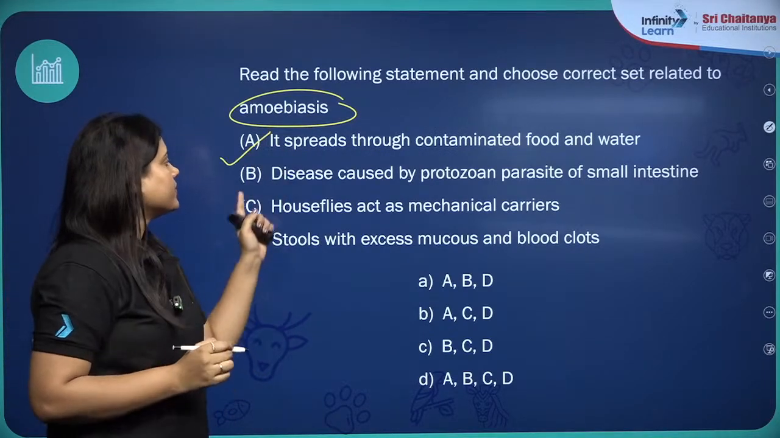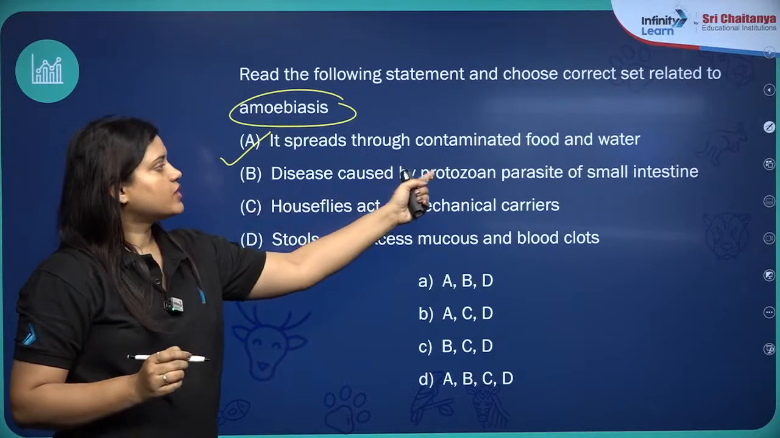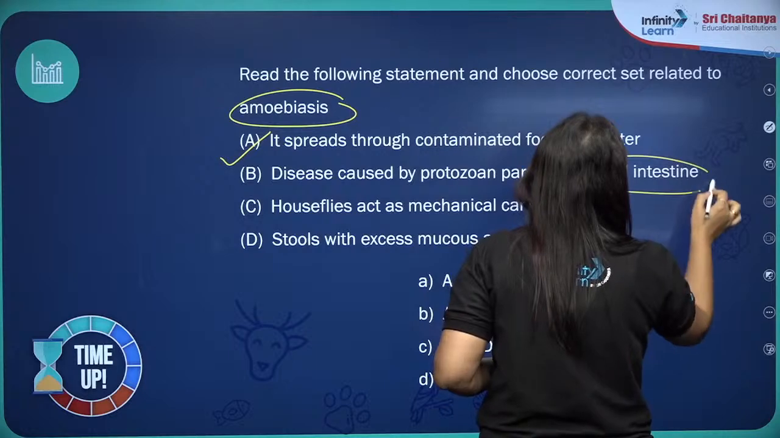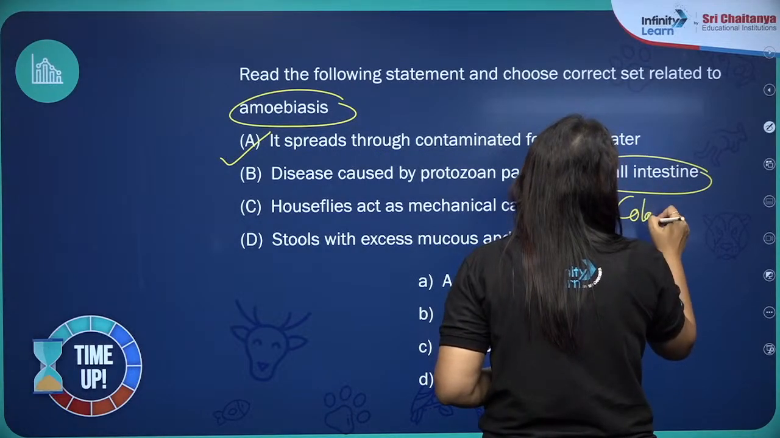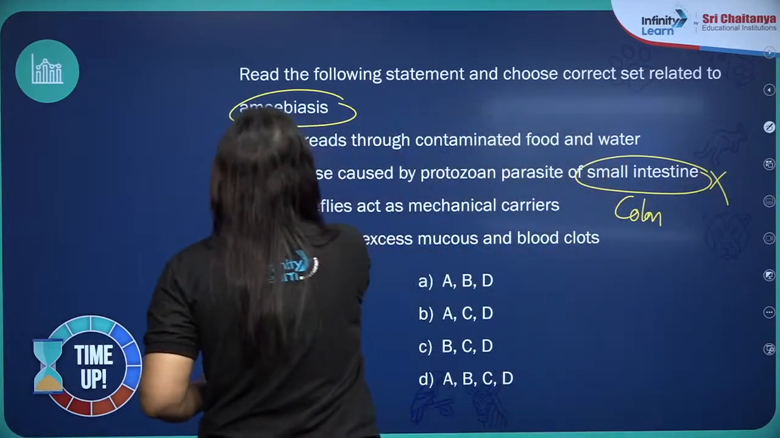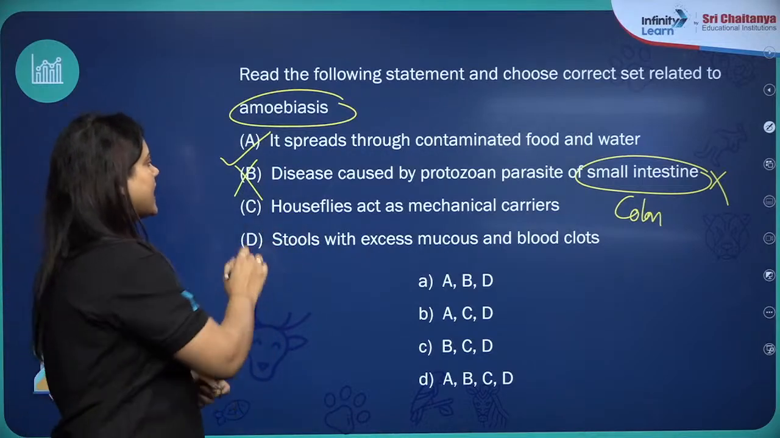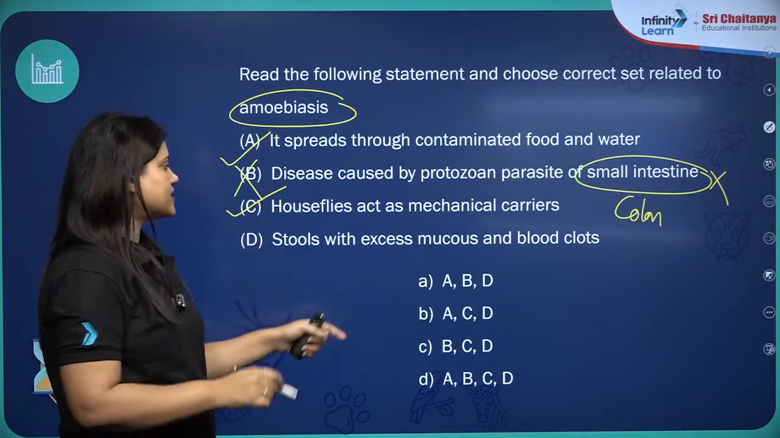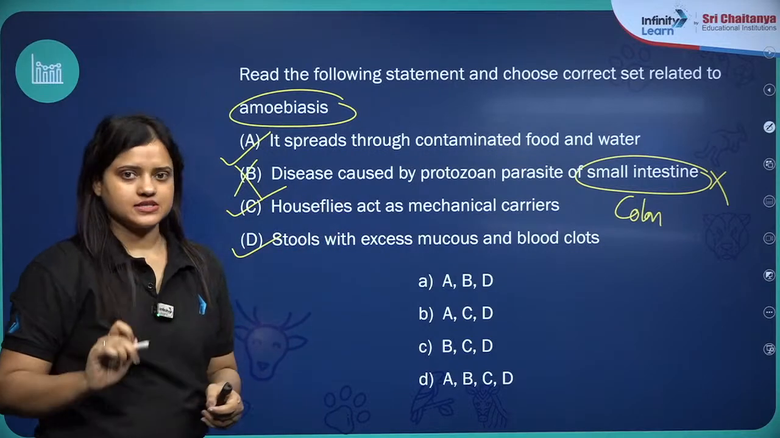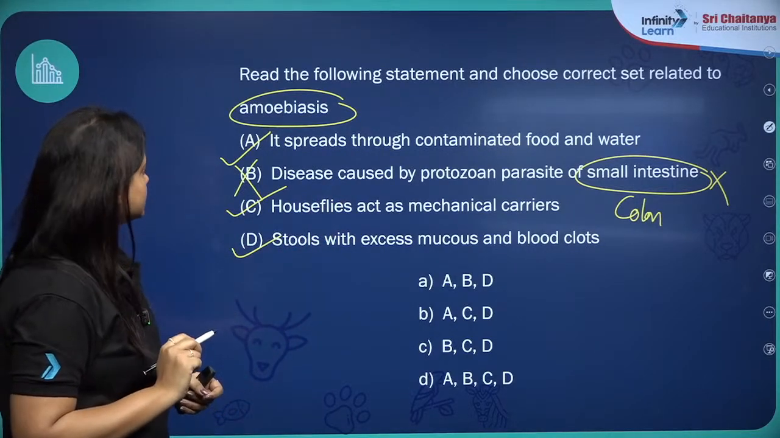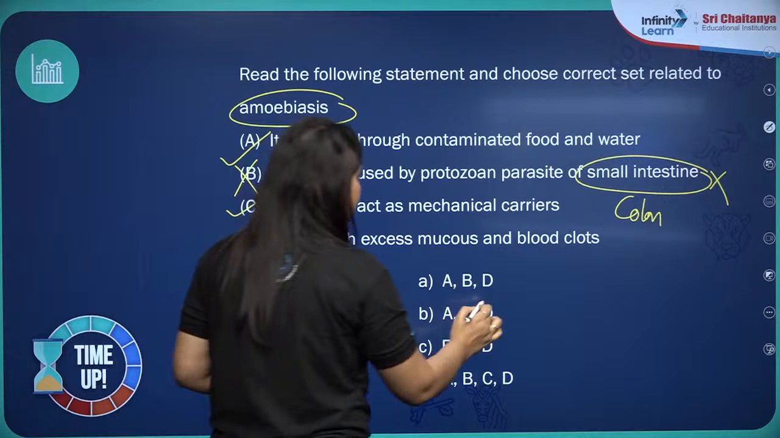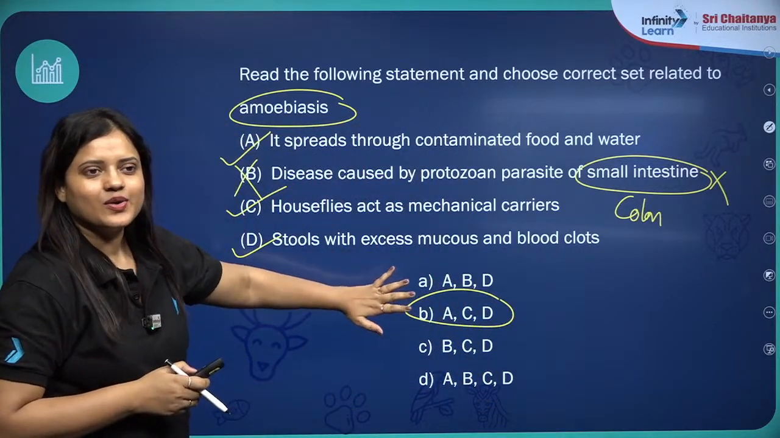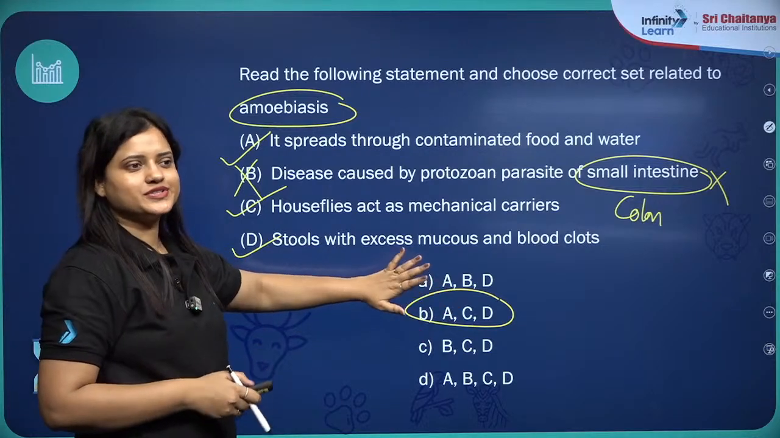Yes. Disease caused by protozoan parasite of small intestine. This is wrong. So it is a parasite of large intestine, that is colon. So this is wrong. Housefly act as mechanical carriers. Yes. And stool with excess mucus and blood clots. Yes. A, C, D will be correct. That means B. Okay, B everyone. Good, good, good. Keep it up.